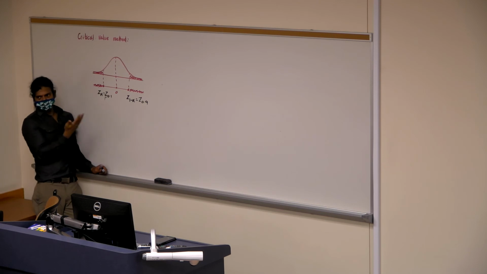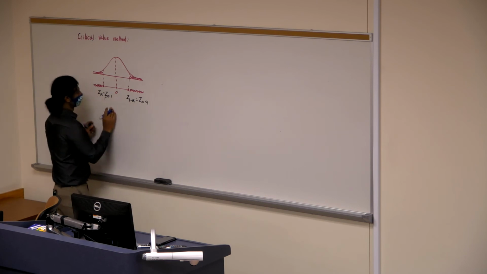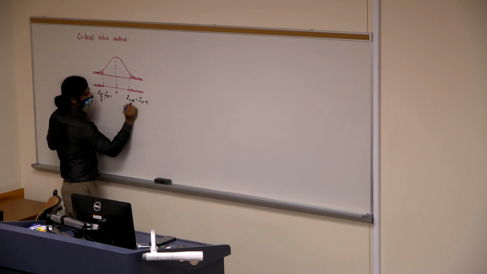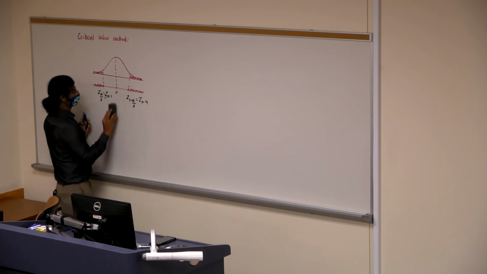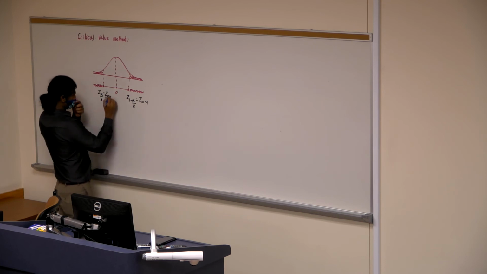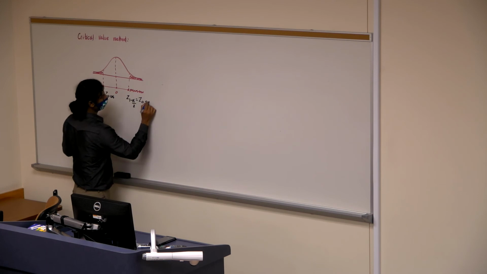Does it matter that we find both of them? No. Oh, I forgot. It's alpha over 2. Can someone tell me why we had to divide it by 2? Because it's a two-tail test. So 0.05 and 0.95.